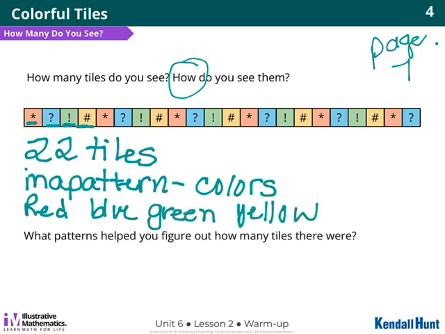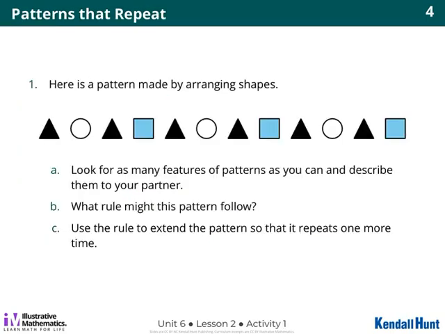What patterns helped you figure out how many tiles there were? Vivian. The color patterns helped me because the same color repeated, so it was easier just to count how many reds, how many blues, how many yellows, how many greens, and then add those up. Mm-hmm. Okay, Emma? I did the colors like Vivian, but then I also checked it by doing the characters. So you were able to double check with the other pattern. Okay. Close your books. But mark your spot with your pencil.